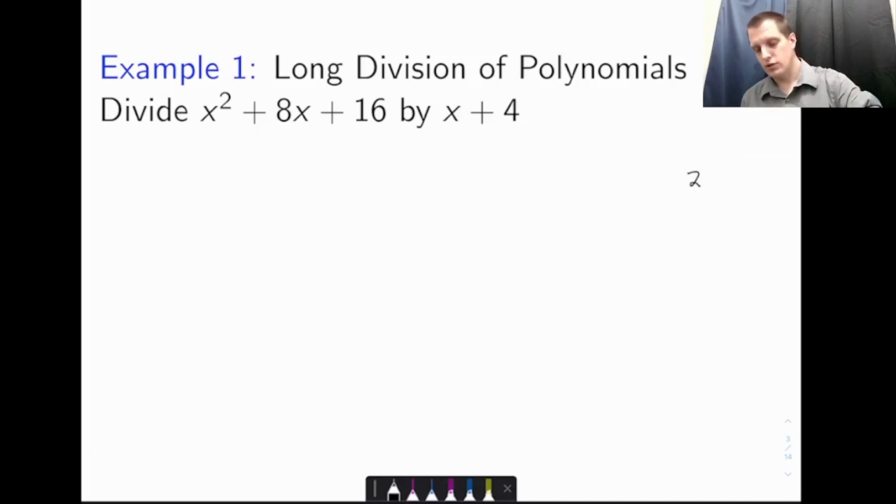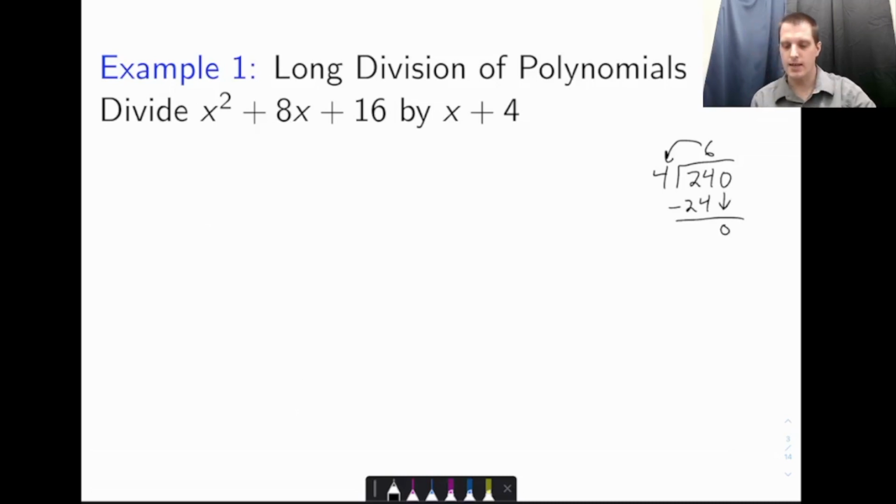So if we have 240 and we want to divide this by 4, we first ask ourselves, how many times does 4 go into 24? And the answer is 6. Then we multiply 6 times 4, which gives us a 24, but we have to subtract it. And then we get a 0, so we have to bring down our other 0. And then we ask ourselves, how many times does 4 go into 0, which is 0. Then we have to multiply the 0 times the 4 and subtract it. I know it's kind of silly. And then we get our final answer.